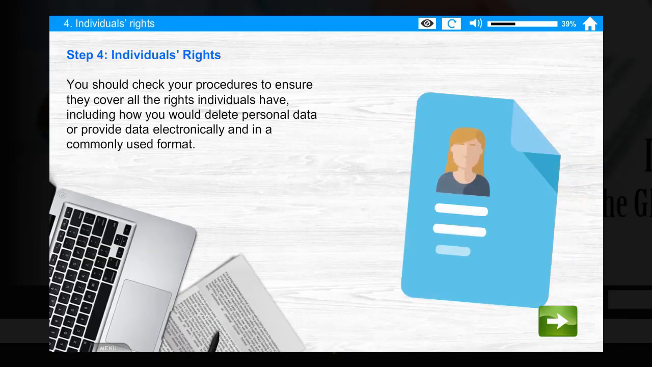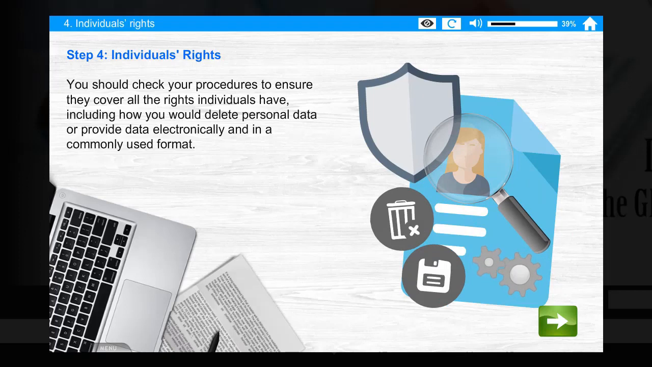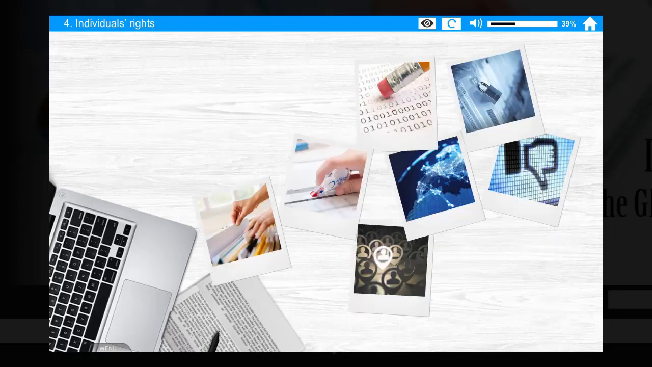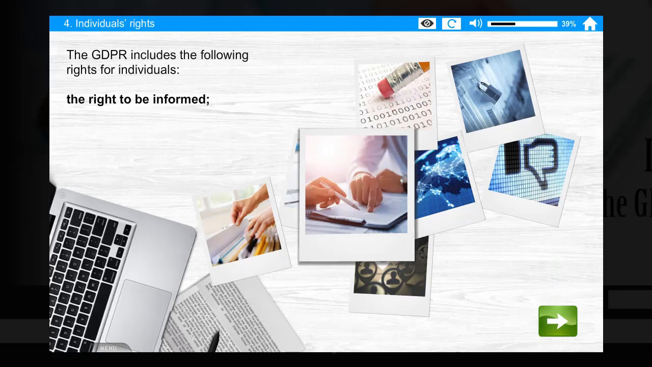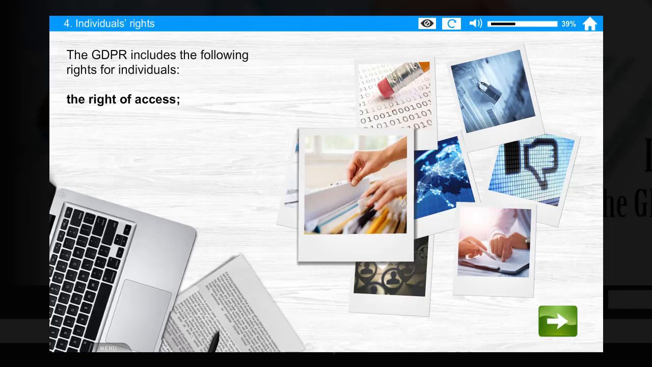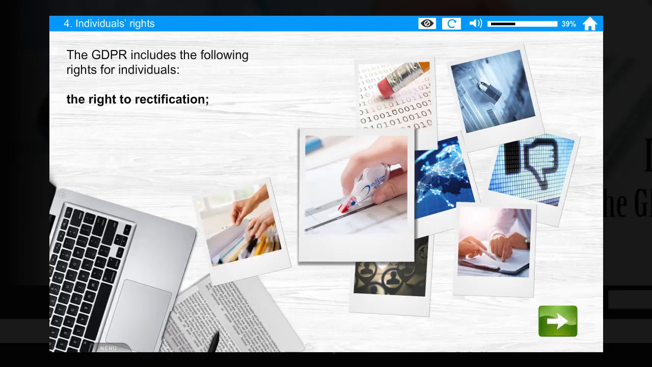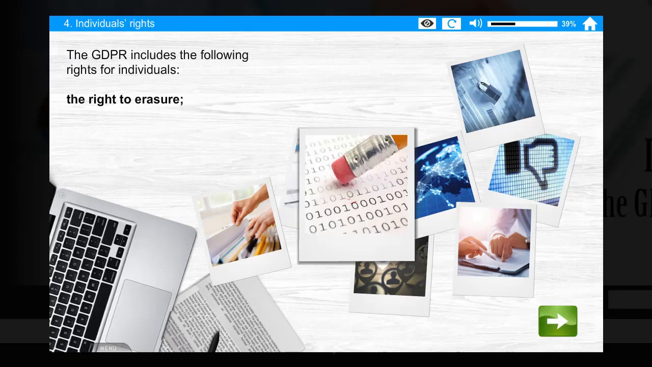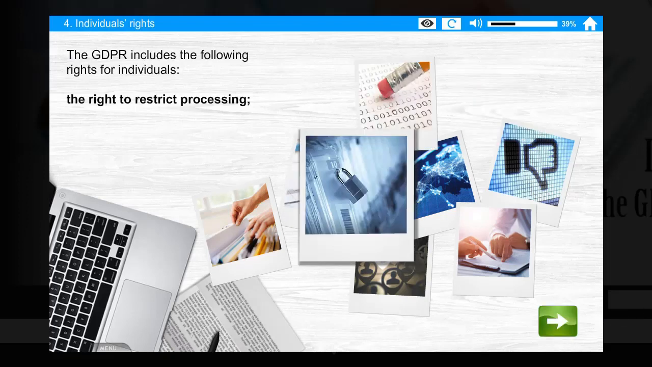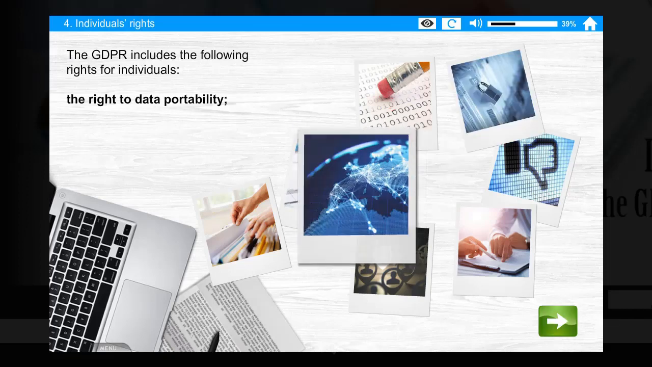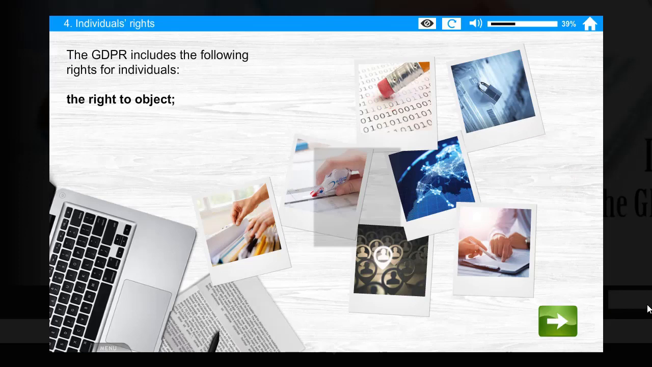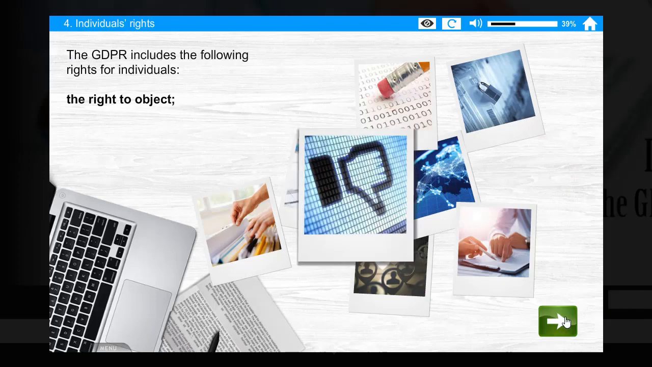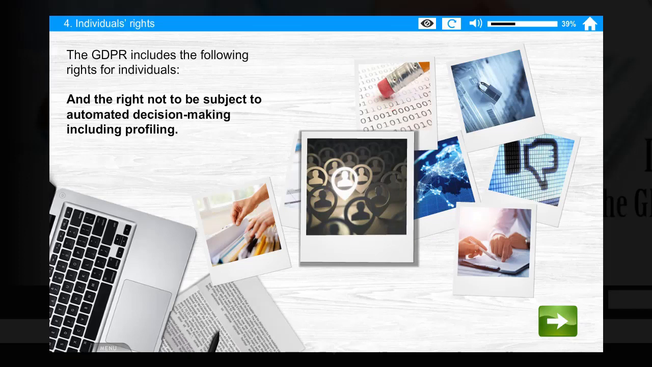You should check your procedures to ensure that they cover all the rights individuals have, including how you delete personal data or provide data electronically and in a commonly used format. The GDPR includes the following rights for individuals. The right to be informed. The right of access. The right to rectification. The right to erasure. The right to restrict processing. The right to data portability. The right to object. And the right not to be subject to automated decision-making, including profiling.